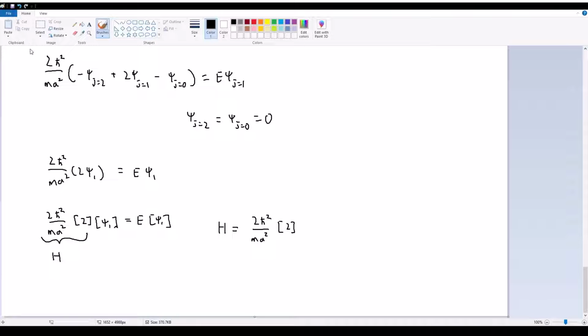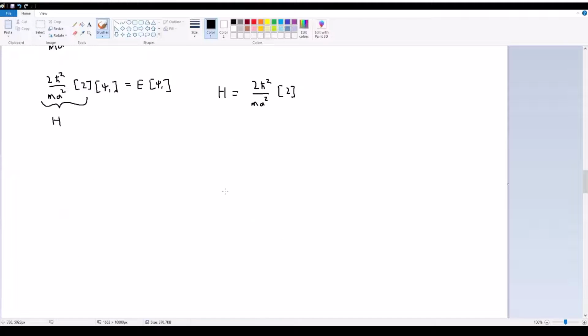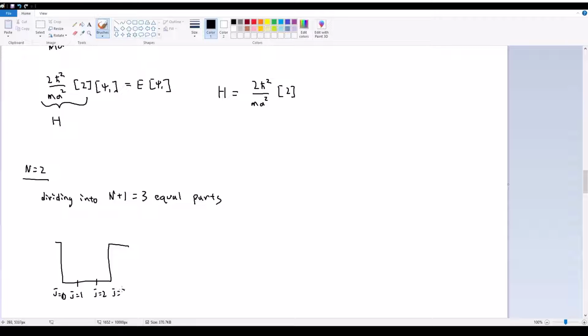Now let's do it for a less trivial case, which is for n equals 2, and I'm going to edit my properties and make my canvas a little bit taller. So if n is equal to 2, then this means we're dividing into n plus 1 equals 3 equal parts. So we're going to get j equals 0, and then we're going to divide into 3 equal parts. So this is j equals 0, j equals 1, j equals 2, and j equals 3.